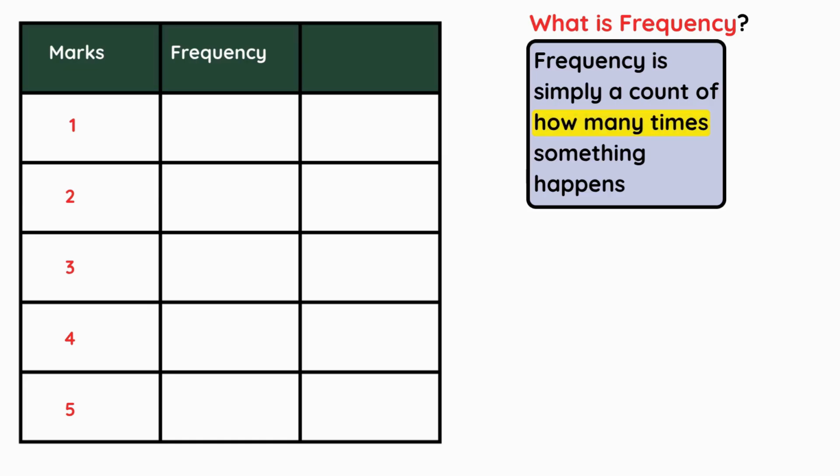So let's fill it in. For the frequency column, we now have 2, 5, 8, 4, and 1. That's all frequency is, a count of how many, for each value on its own. Now we're going to add one more column, and this is the important one, the cumulative frequency. This is the word that matters most in this whole topic.